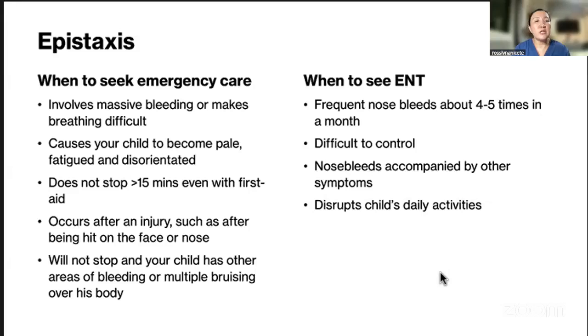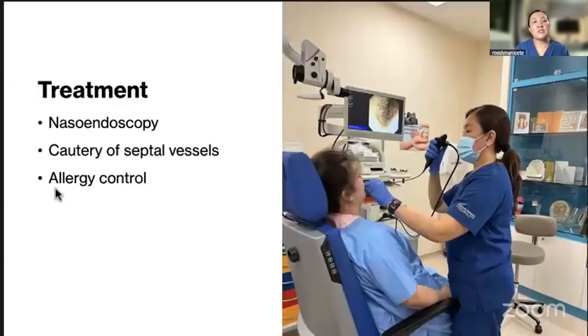So, when to see ENT? When you have frequent nosebleeds, about 4 to 5 times in a month, and it's difficult to control, and the nosebleed is accompanied by other symptoms, and if it disrupts the child's daily activities. So, what do we do? How do we treat epistaxis?